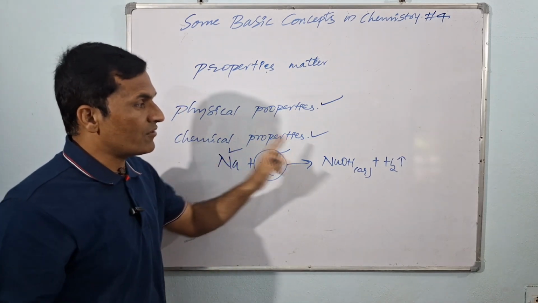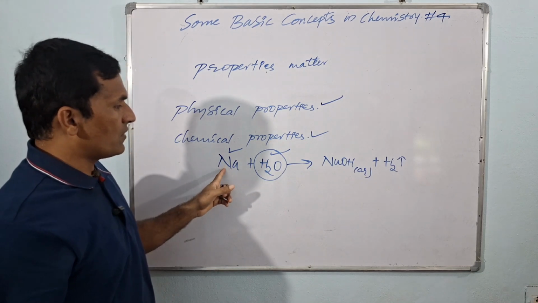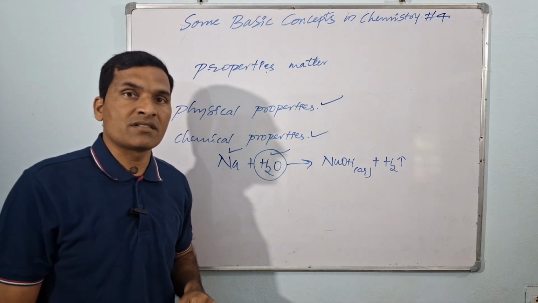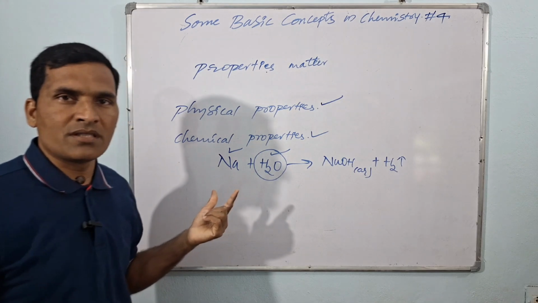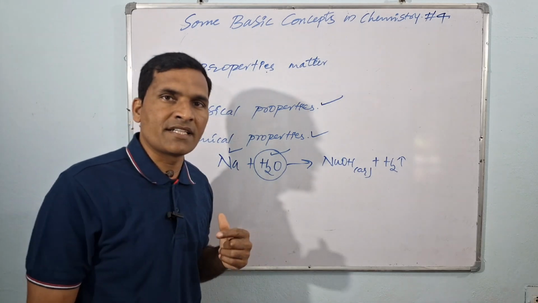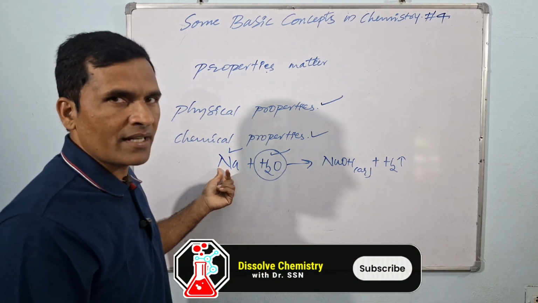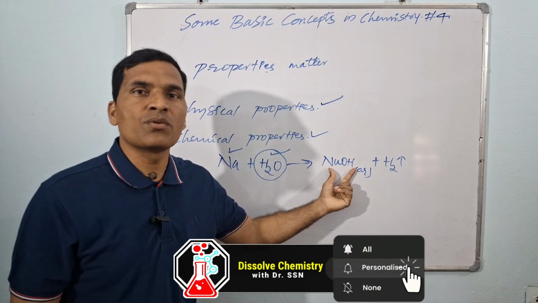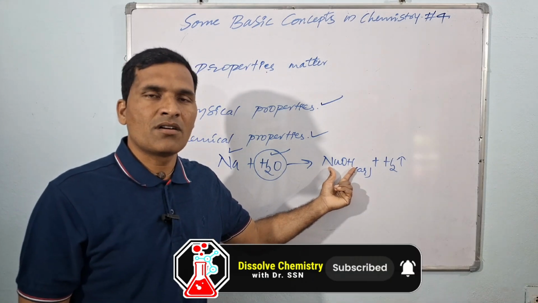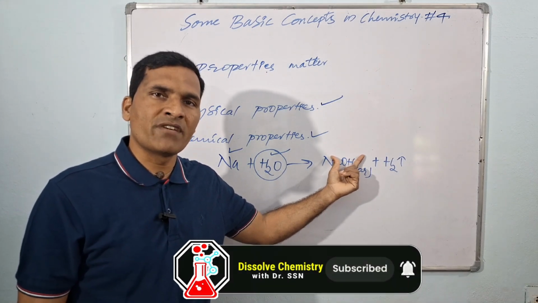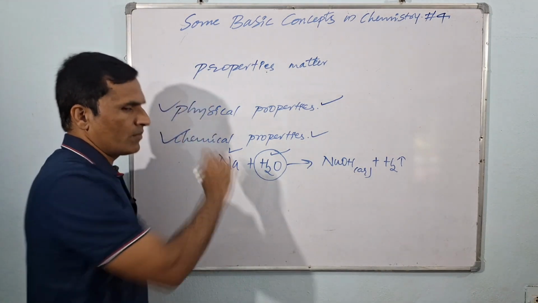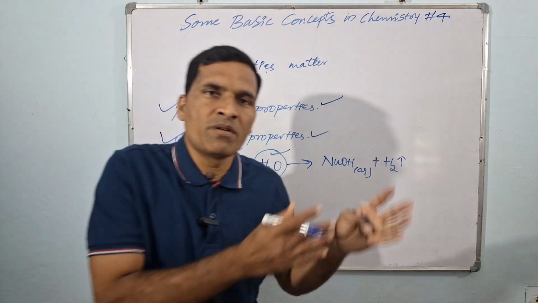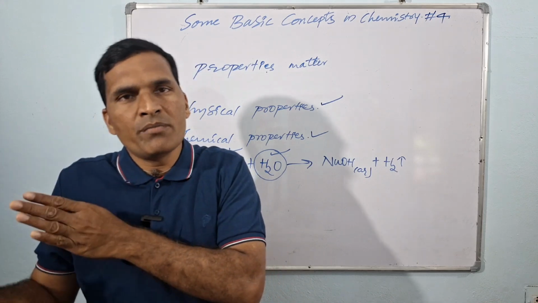If you want to observe how it reacts with water, you will be losing its chemical composition, or chemical identity. It was present earlier as sodium metal, now it is present as sodium hydroxide. It is a completely different compound we get. Such properties we call chemical properties.